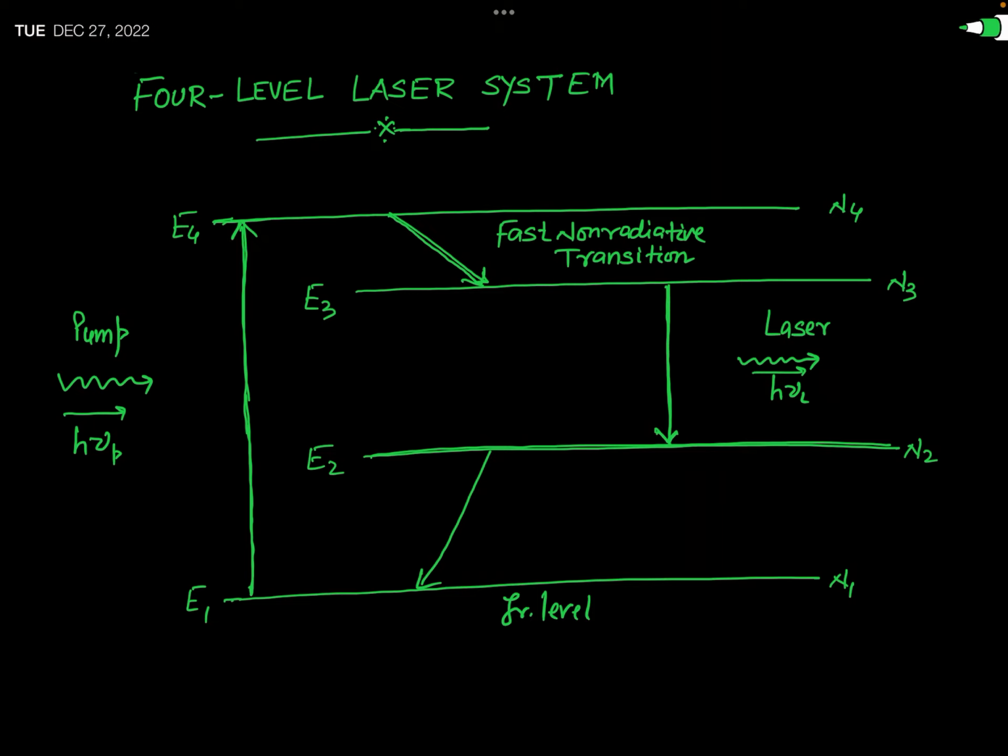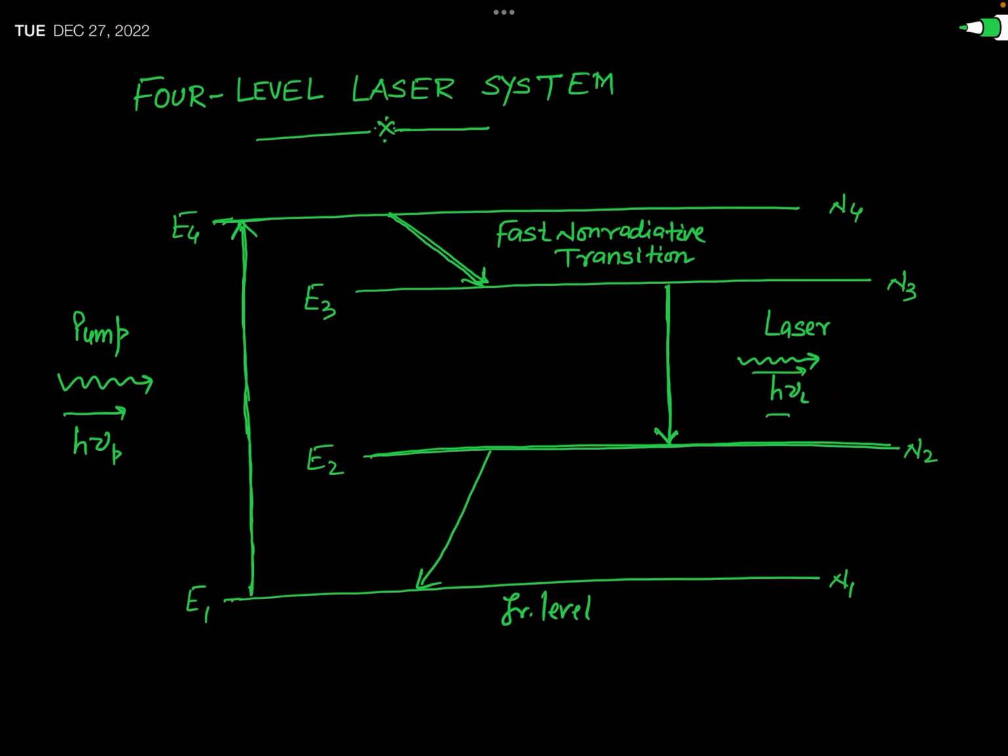As I have told you, level 3, which corresponds to the upper laser level, is usually a metastable level, and it has a very long lifetime. The transition from level 3 to level 2 forms the laser transition, as you can see here where I have marked it.